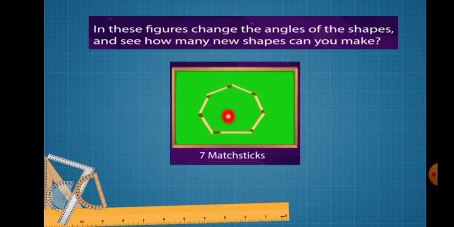In this figure, change the angles of the shapes and see how many new shapes you can make. This shape contains 7 matchsticks. Arrange the matchsticks one away from the other at a few distance and you can measure the angles with different measures.